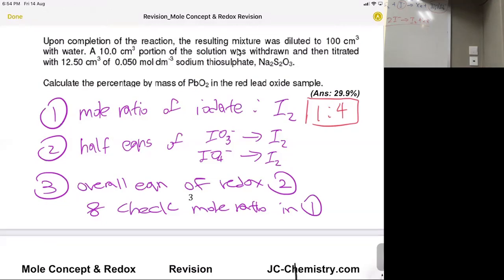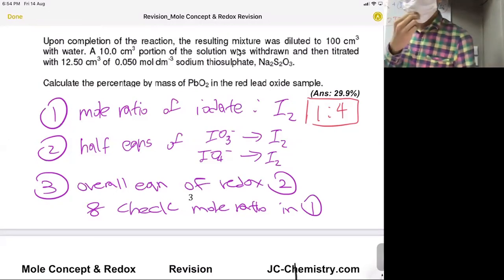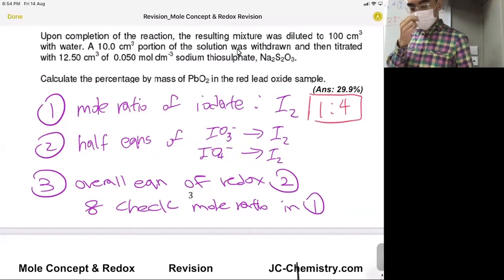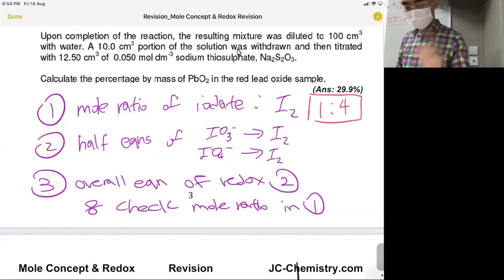Can I use the letter just now? No, cannot. Because this question, although it's about unknown oxidation state, I probably will not know the electrons involved also, because I don't really know which species in the first place.